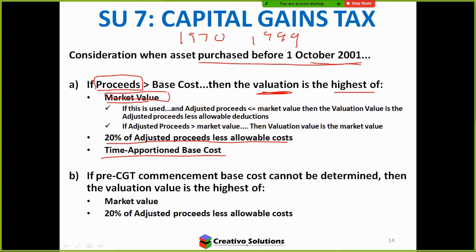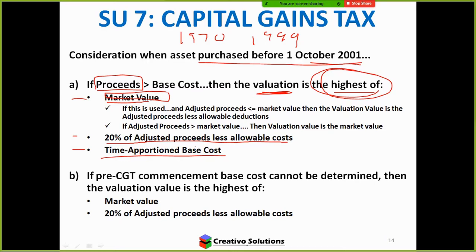It's quite specific and the rules are quite hectic, but you're just going to use the rules as is. When you do questions, you literally copy and paste this and then you discuss it. What is the market value? What is the 20% of adjusted proceeds less allowable costs? What is the time-apportioned base cost? And then the highest of those three will be used as part of the working. Does that make sense? Yes. You'll see it in action just now. We'll look at some examples in the study guide, so you can see what they actually refer to.